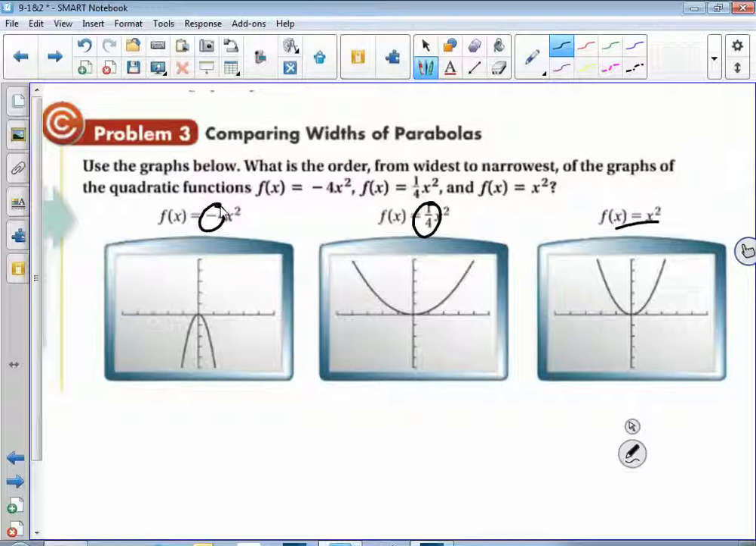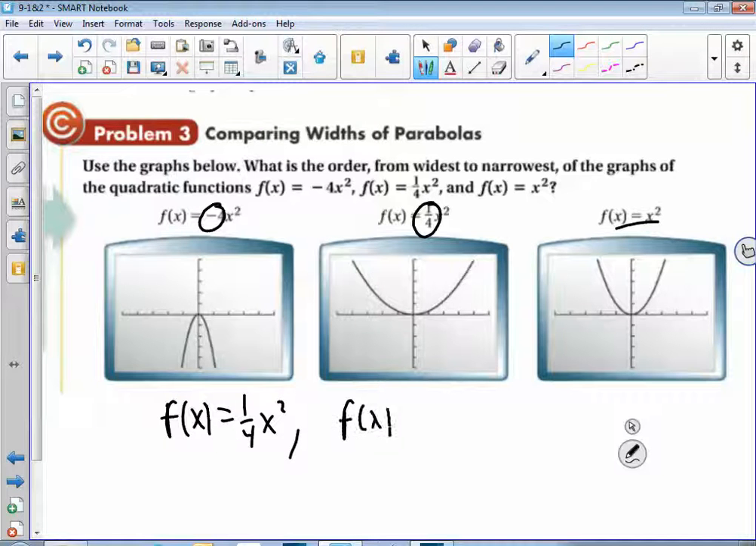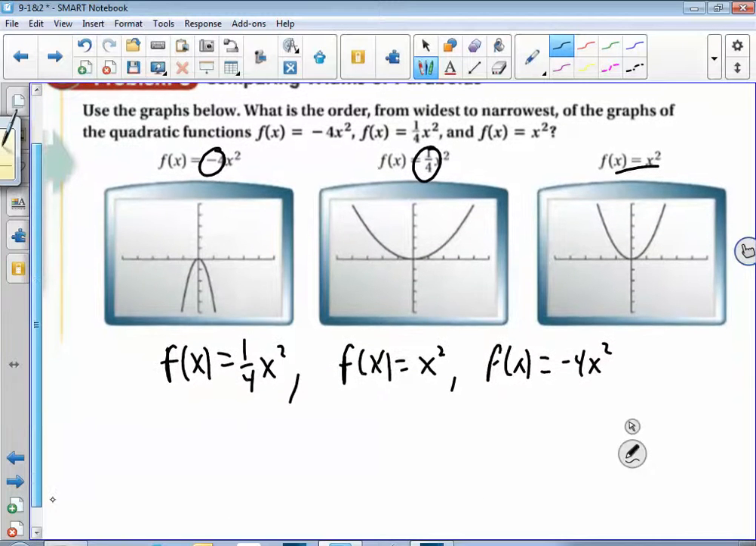So widest to narrowest: f of x equals 1/4 x squared, f of x equals x squared, f of x equals -4x squared. That's how they go from the widest to the narrowest. Hey, you have a got it. Why don't you pause the video and do that got it, and I'll see you back here in a minute.